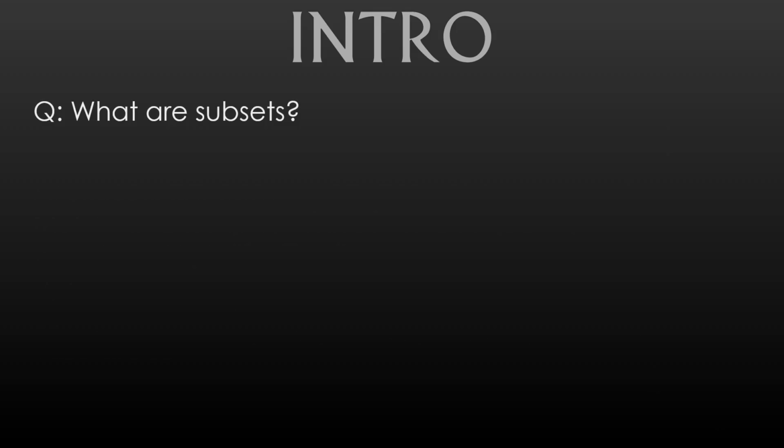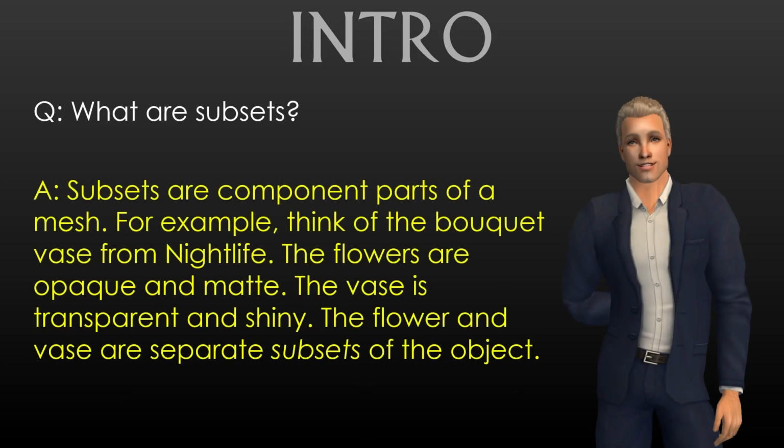What are subsets? Well, imagine, for example, a vase. That vase has a glass body and it has little opaque flowers in the top of it. The vase, the crystal part, is one subset and the flowers are another one.